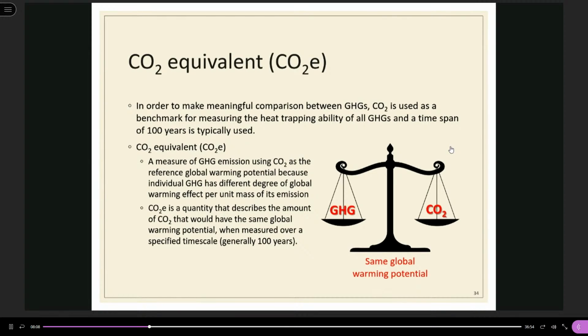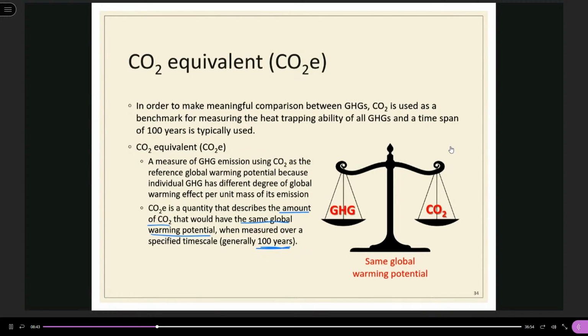So it is a measure of greenhouse gas emission using carbon dioxide as the reference global warming potential, because each individual greenhouse gas has a different degree of global warming effect per unit mass of its emission. So carbon dioxide equivalent is a quantity that describes the amount of carbon dioxide that would have the same global warming potential when measured over a specified time scale, generally 100 years.